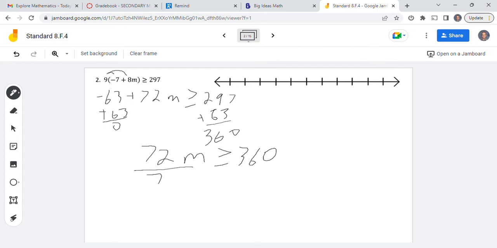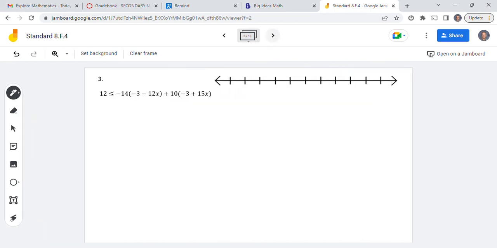Divide this by 72, and we get m greater than or equal to, stays the same direction, 5. So we're going to have 5, 4, 6, finish numbering the number line. This is a closed circle this time because we're allowing it to be equal to 5. And our solutions are greater than the 5, so we shade over to the right hand side, and that finishes this up.